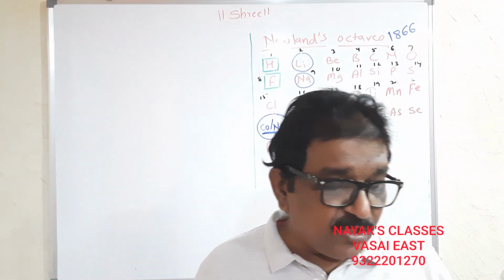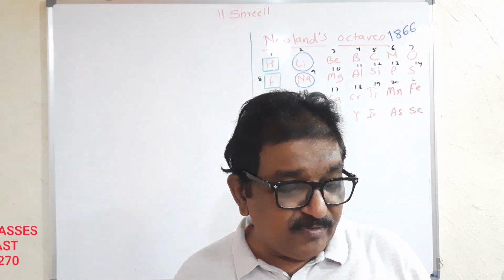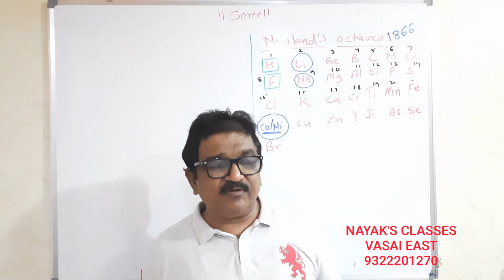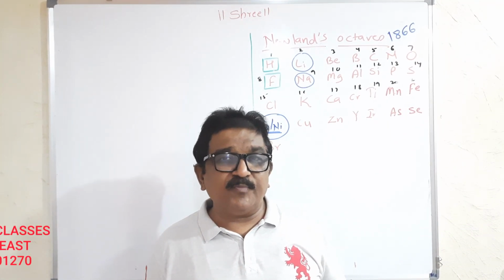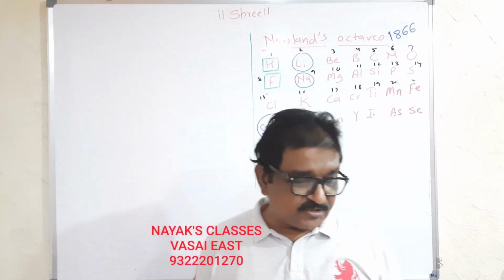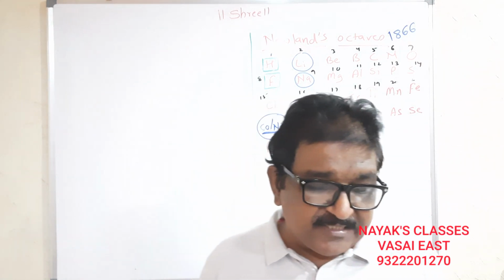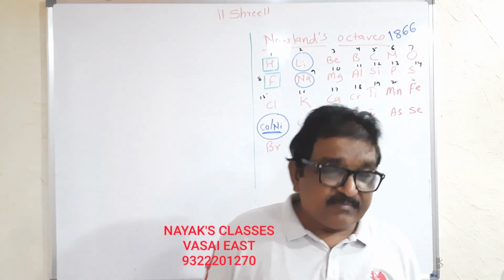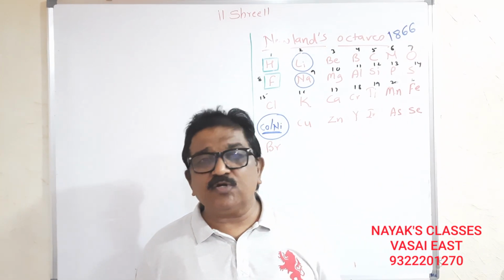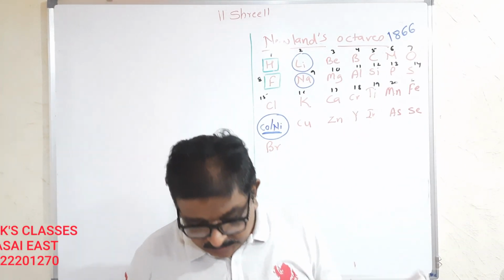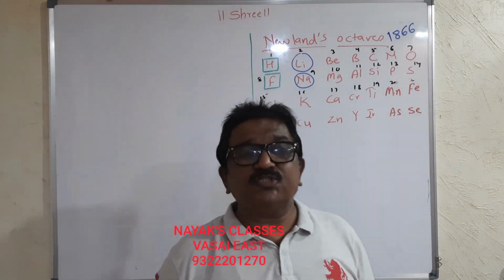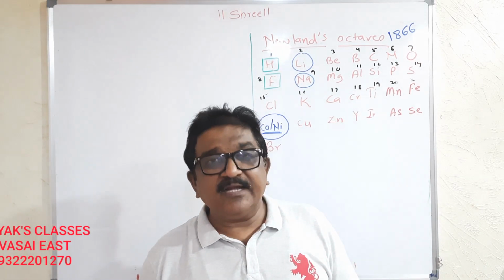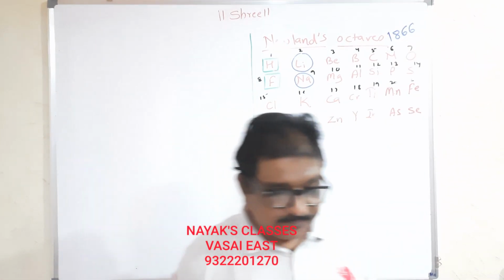Newland's octaves did not have provision to accommodate the newly discovered elements. After those 56 elements, new elements were discovered. He could not accommodate those elements in the boxes. The properties of new elements discovered later on did not fit in Newland's law of octaves. After calcium, the elements did not obey the law of octaves. So these were the limitations of Newland's octaves. This question will come for 2 marks. Write limitations of Newland's octaves.